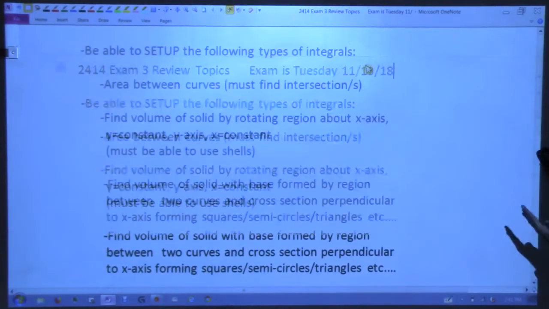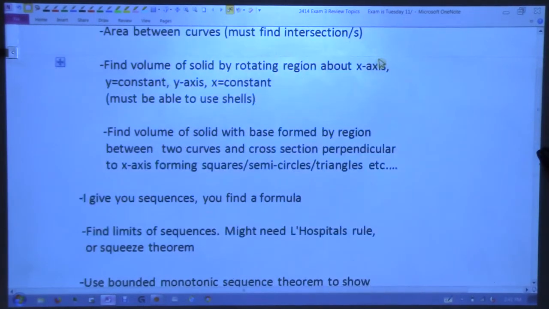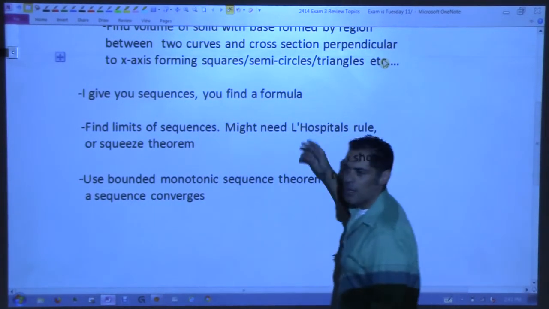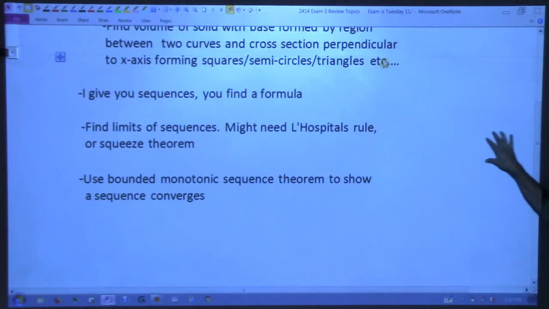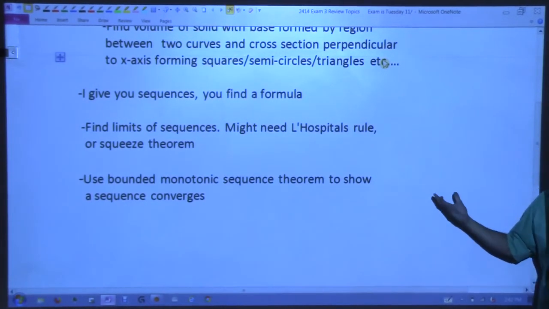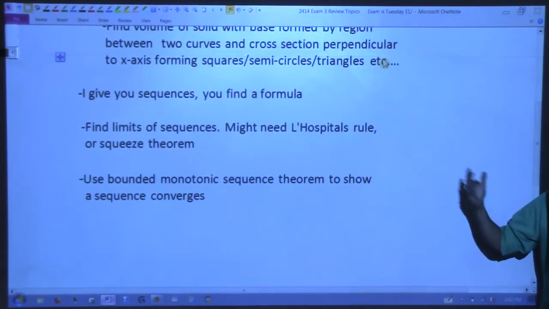So all of that, we've seen it, done it, right? Relatively speaking, yes? And then I give you some sequences. You find a formula. So I give you some sequences, and then I say, generate the formula for this. Even numbers, and then different powers, like we did in class.